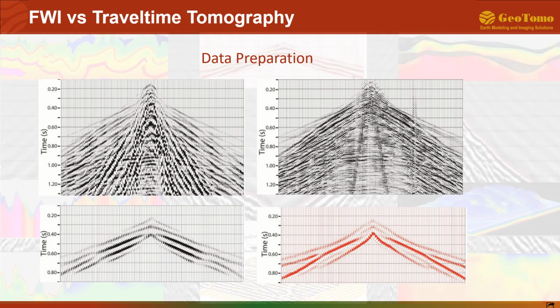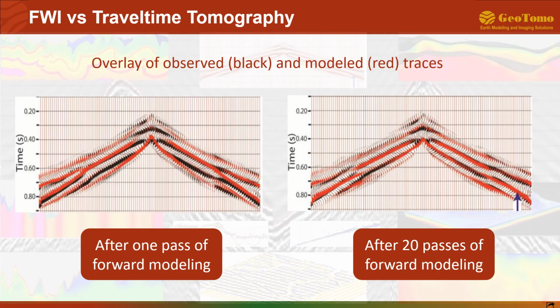The data preparation steps for FWI are as follows. The top left shows a shot gather with a time variant gain, and top right shows the data after noise reduction, surface consistent decon and surface consistent scaling. The bottom left shows the muted shot record after a bandpass filter, and the bottom right are synthetic traces after one pass of forward modeling.